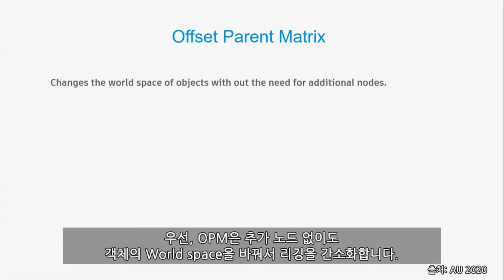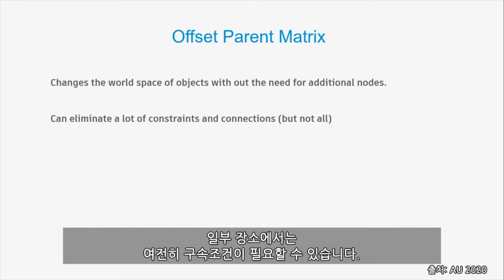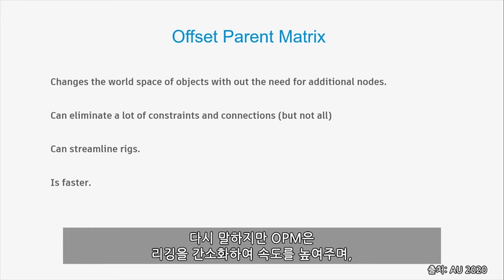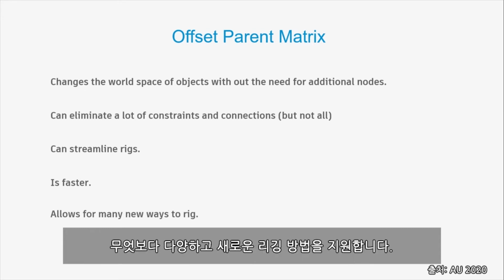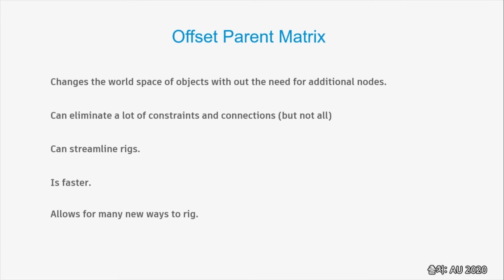First off, offset parent matrix changes the world space of objects without the need for additional nodes, and this will simplify your rigs. It can eliminate a lot of constraints and connections, but not all. You may still need constraints in some places. And again, it can streamline your rigs, make them faster, but most importantly, allows for many new ways to rig. So hopefully you can be creative with how you use this new tool.